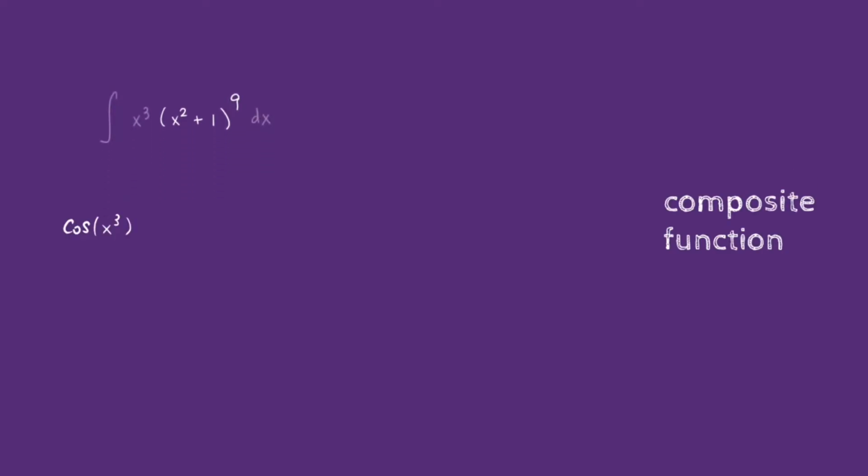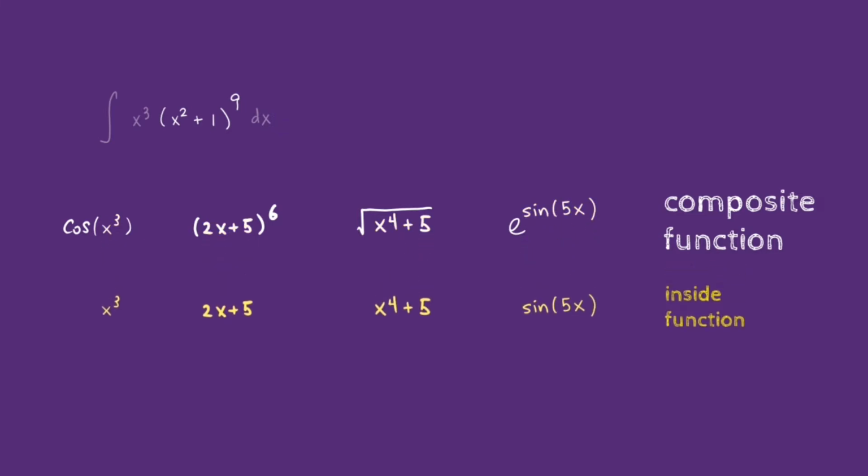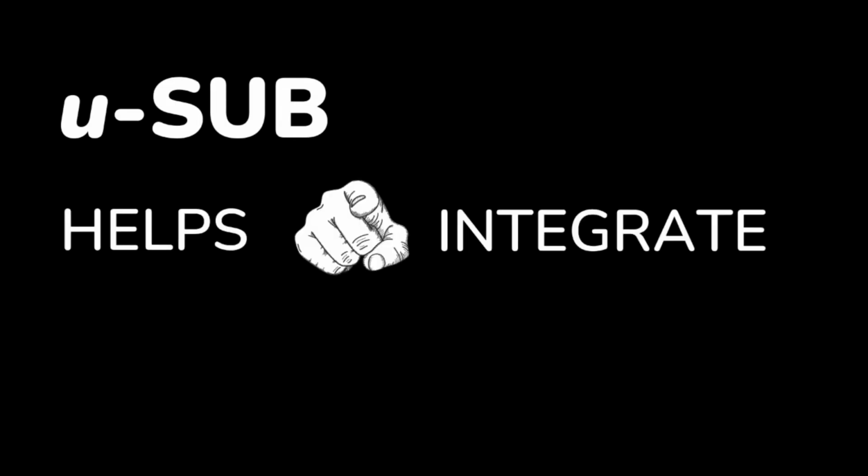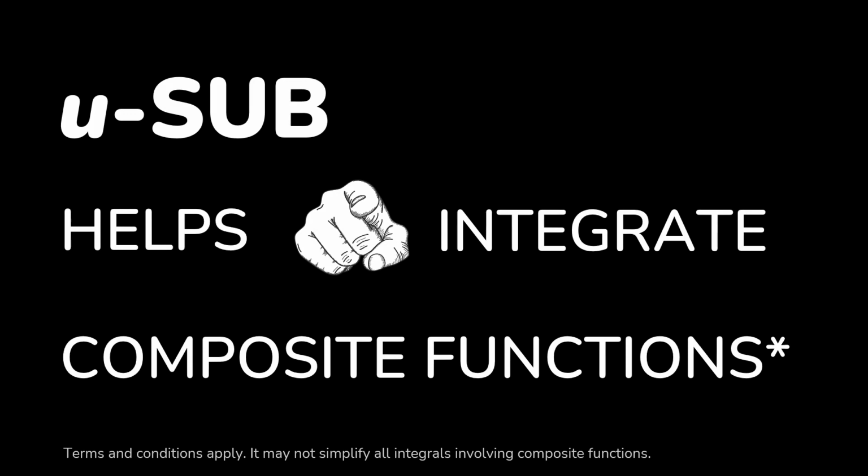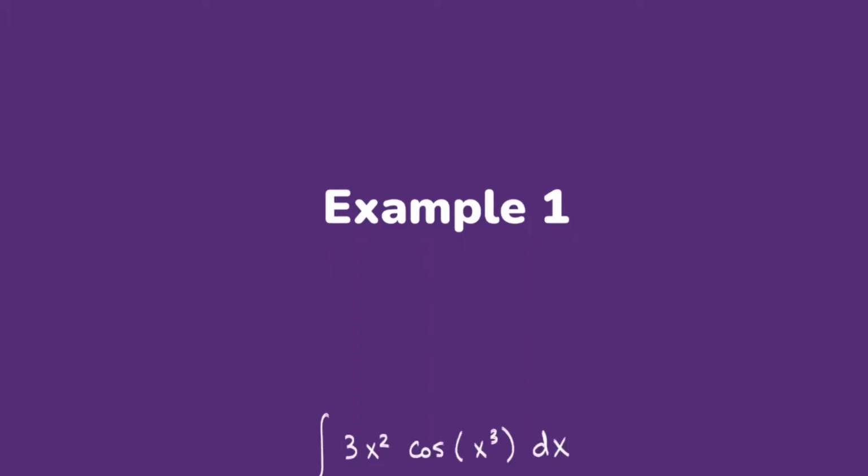Composite functions are like cosine of x cubed, 2x plus 5 raised to the 6th power, and so on. These are all composite because they have an outside and an inside part. Now, we can do integrals involving composite functions using the so-called substitution rule, also called u-Substitution or u-sub, because it helps you integrate with composite functions. Terms and conditions apply. For example, take this integral.